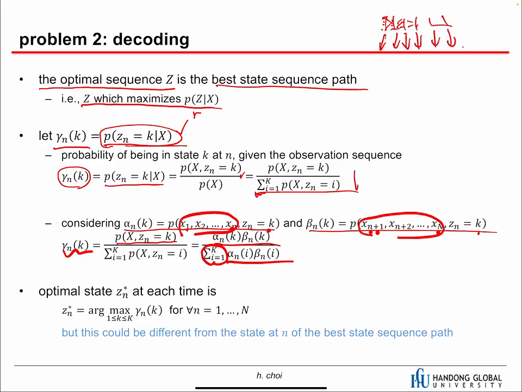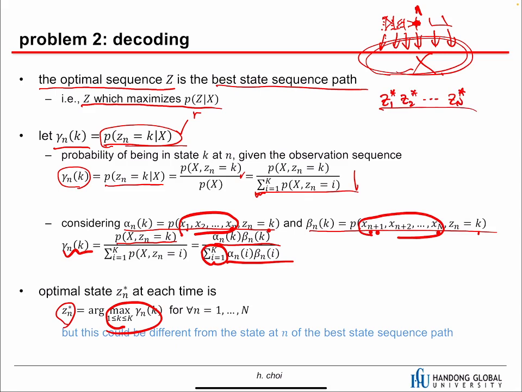Okay, so given all these x, then at time step n, what is the best state? If we maximize this one, then we can find the best state, z sub n star. Again, z sub n star is the best state at the current time step n, given all the x. Okay, then how about concatenating z sub 1 star, z sub 2 star, z sub n star? How about this one? Unfortunately, this is not the best path.